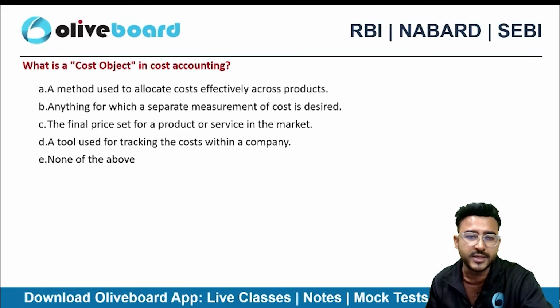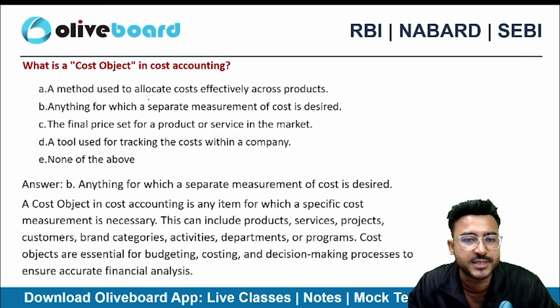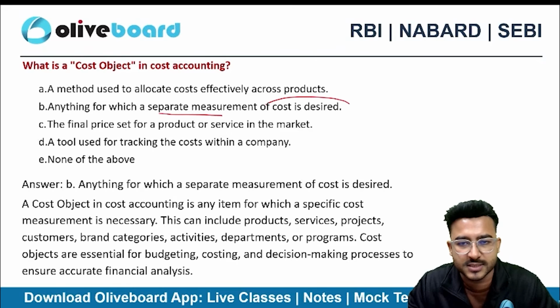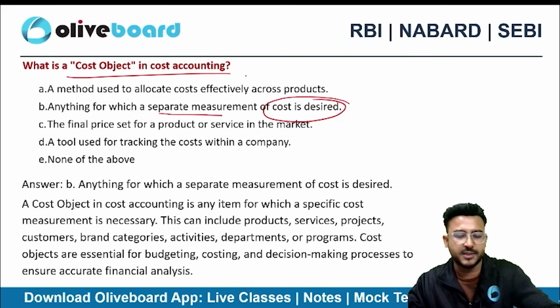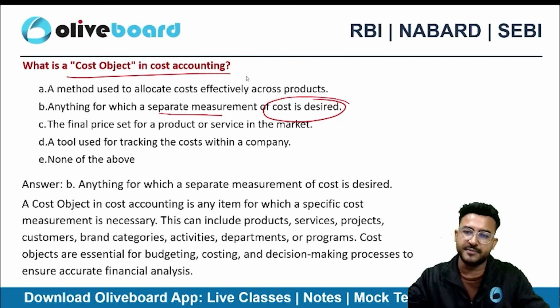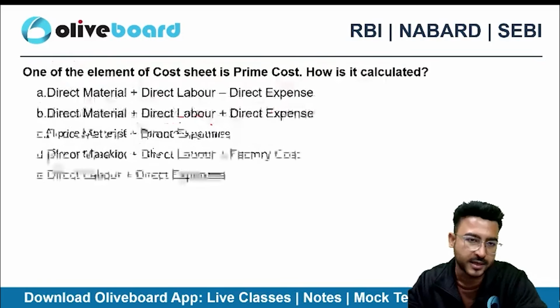The correct choice here will be anything for which a separate measurement of cost is desired, right? We have covered the same concept in the previous class also in a different MCQ. Option B here is the correct choice.